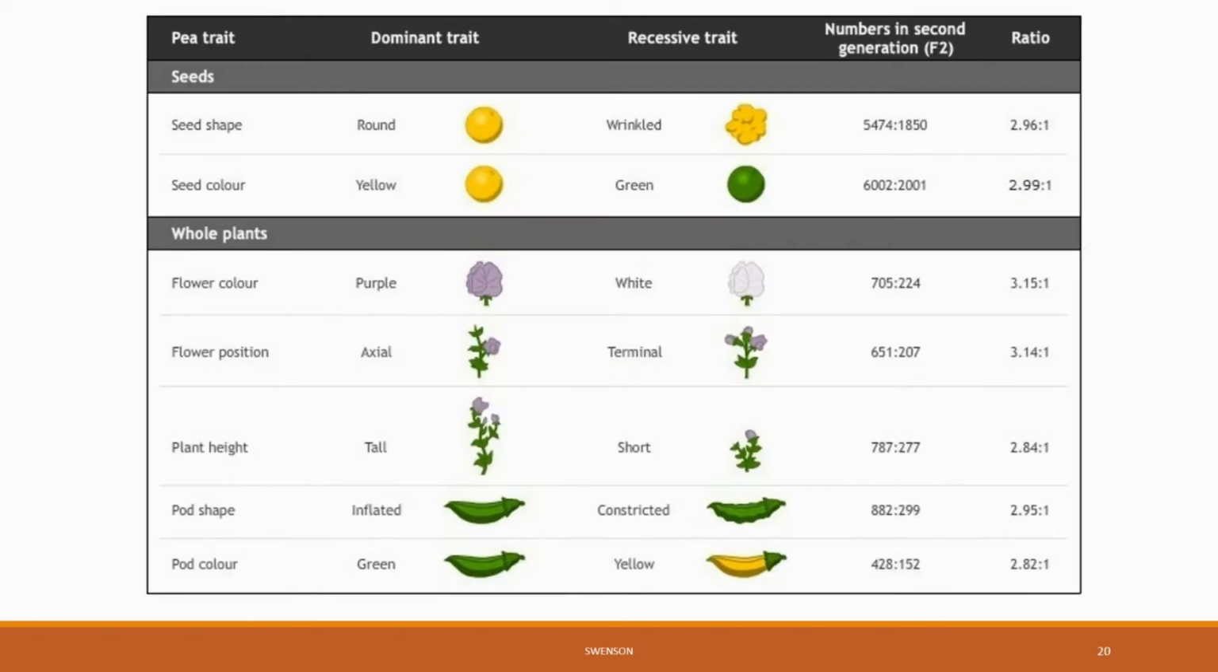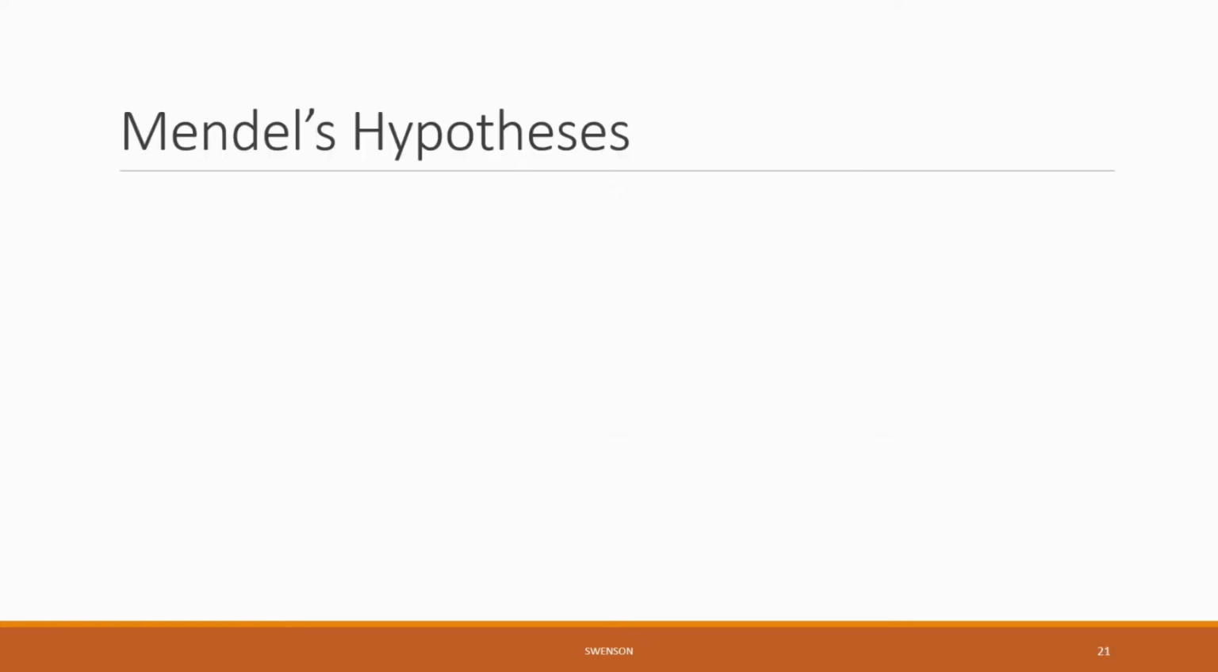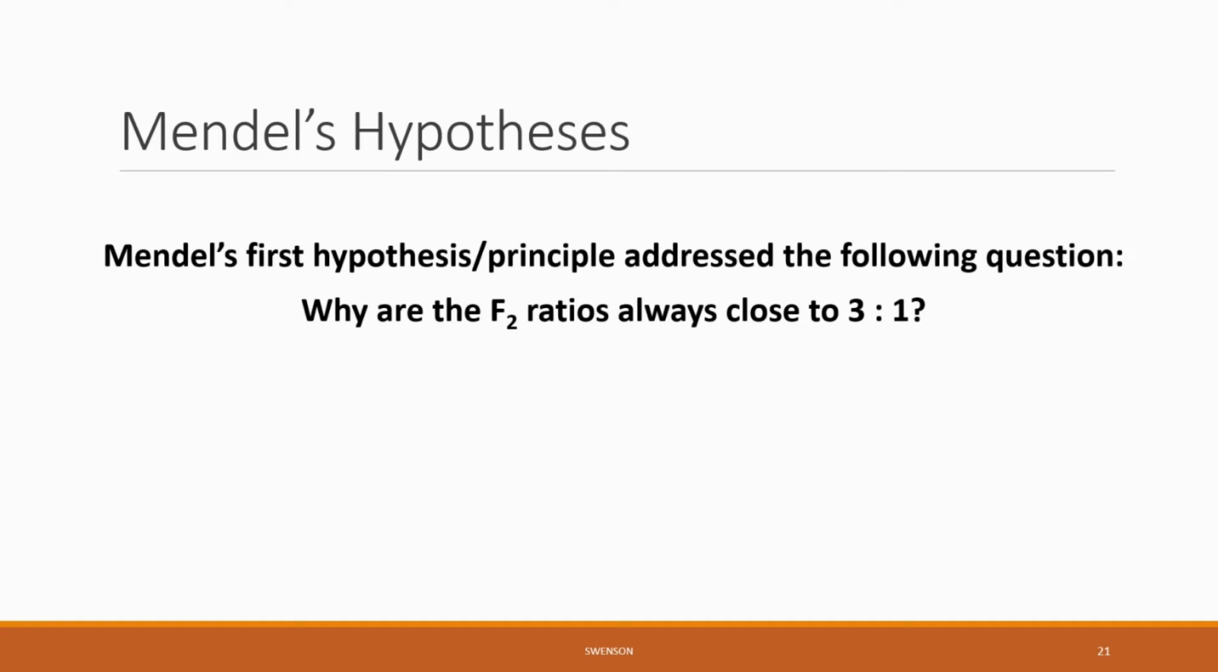Mendel confirmed these patterns of inheritance in a variety of other traits as well. If we look on the far right column, all of the parental traits were found in the F2 plants to be in a ratio of roughly 3 to 1. Well, Mendel came up with a really fascinating hypothesis to try and describe this. Mendel's first hypothesis or principle addressed the following question: why are the F2 ratios always close to 3 to 1?